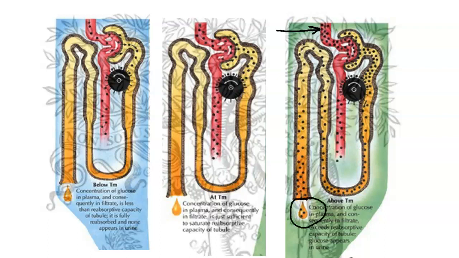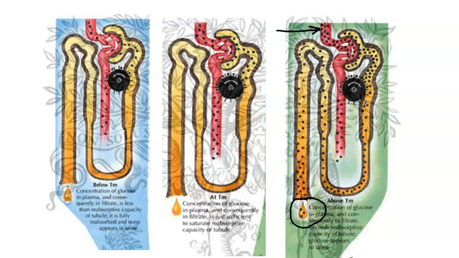As long as our blood glucose level is kept within a normal range, then we have the ability to reabsorb 100% of the glucose into the proximal convoluted tubule. Once that glucose is no longer regulated by hormones, it's above the normal range, then we can no longer reabsorb all of it, and some of it shows up in the urine.